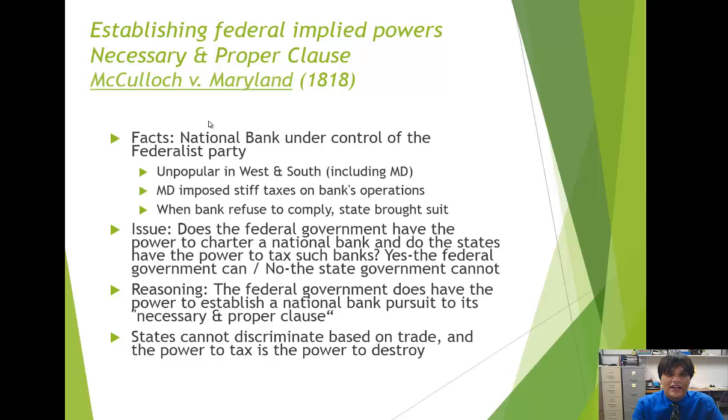If states are allowed to tax banks to death, it destroys national interest, therefore it destroys the federal government, and then we end up right back where we were. So McCulloch v. Maryland really established the necessary and proper clause. It established what was necessary for the government to do in order to function, and if states or anyone else try to interfere with that, they are beyond their legal means. And so this gave the federal government more power, and it gave them the necessary and proper clause. So that's the example of the necessary and proper clause.